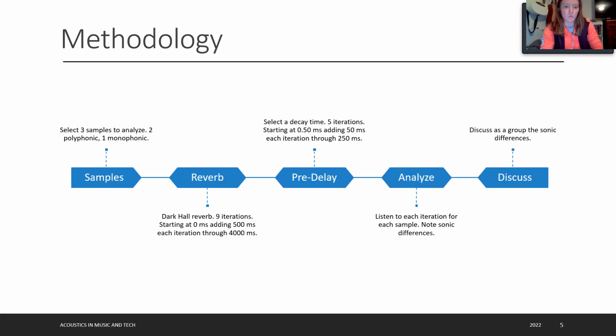The reverb we selected was Ableton Live's Dark Hall reverb. Then of course we started at 0 milliseconds and worked our way through the 4,000 millisecond mark, adding 500 milliseconds each time, which totaled 9 iterations.